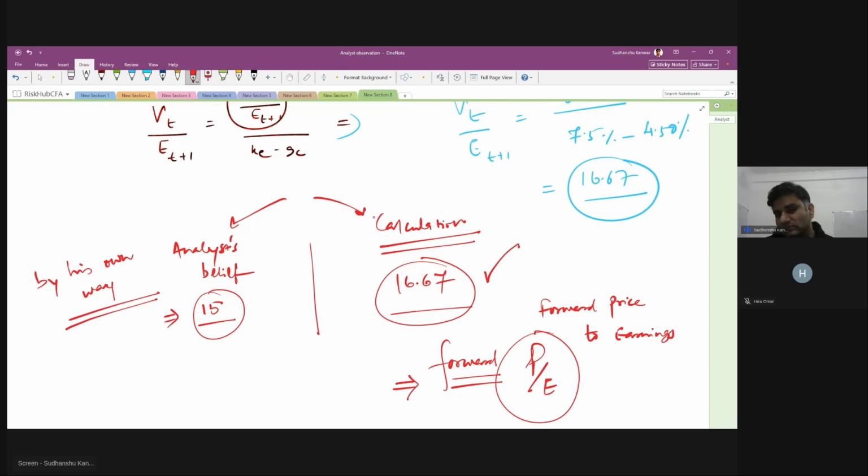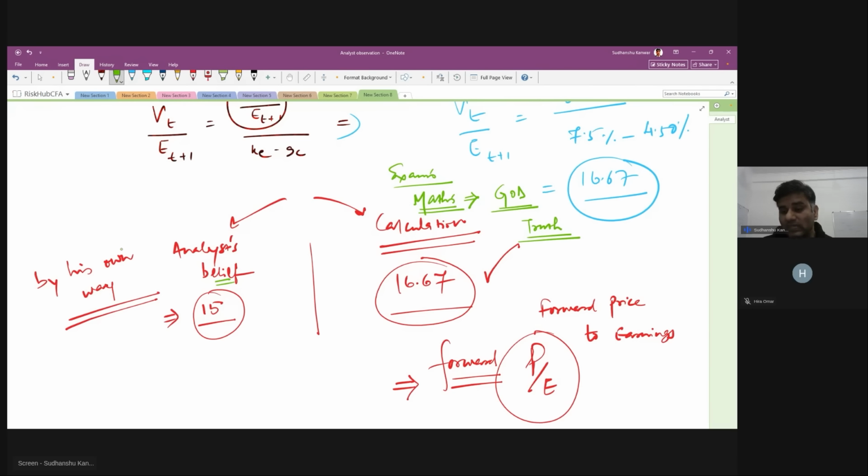My calculation says 16.67. The basic idea you should always remember is that whatever you calculate is maths. I always tell students that in the finance world, at least for exams, whatever comes out of maths is God. In the real world, things work very differently. But for exams, that is God, that is truth. So this is the truth. This is the analyst's belief, which he has reached by his own ways.